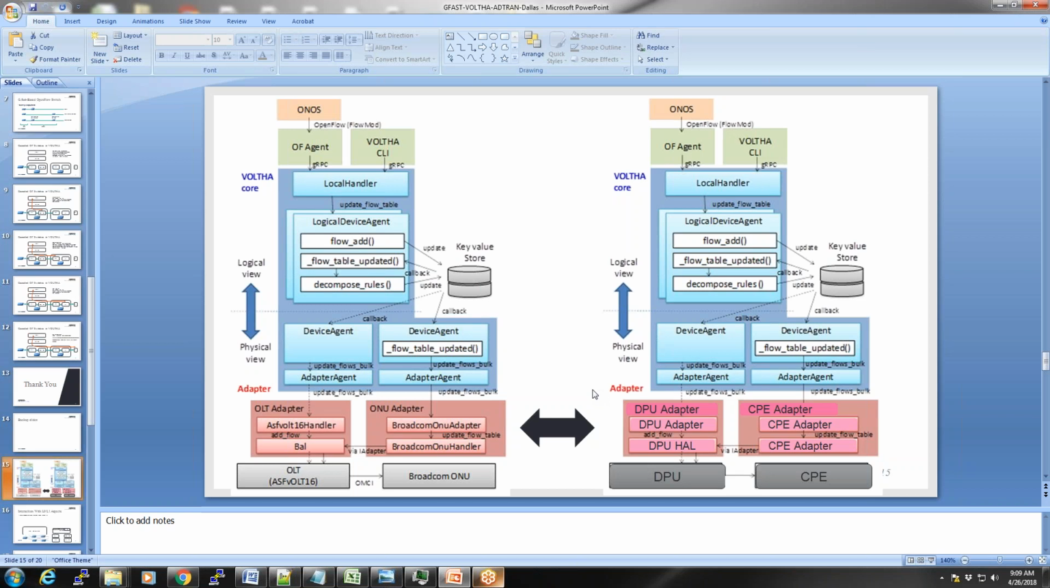There are various communications across the DPU to the CPE that would help realize those. We don't want VOLTHA to have to be aware of those. We want to abstract that away. So the CPE adapter only addresses the physical layer of the CPE. What I'm saying is the G.fast portion, the link between the DPU and the CPE, right?